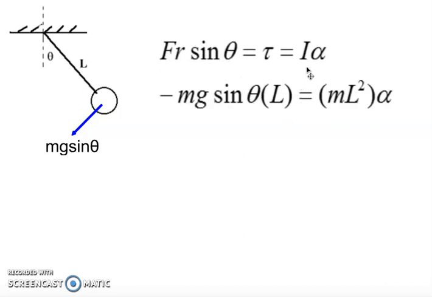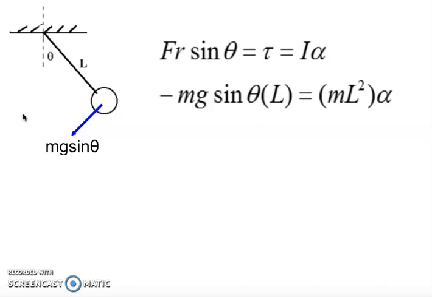Now remember, the moment of inertia, in this case, since we have what we consider to be a point mass, a mass concentrated in a small space, we can calculate as mass times the radius squared. Again, the radius is the length of the string. And then alpha is our angular acceleration, how quickly this pendulum is going to rotate back and forth in its arc.